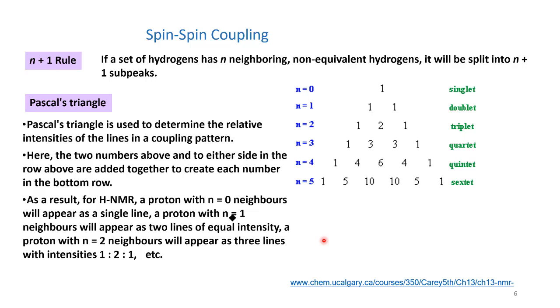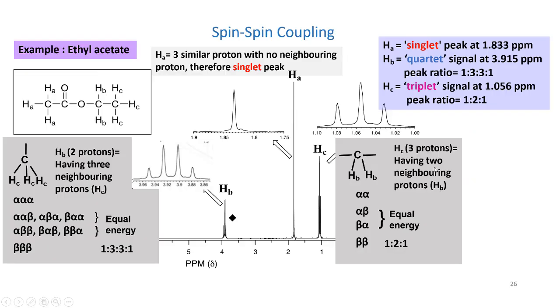Then we have the n plus 1 rule. Suppose a set of hydrogens has n neighboring, non-equivalent hydrogens, it will split itself into n plus 1 peaks. As we can see here, Hc has two neighboring protons, so it will split into 2 plus 1, that is 3 peaks.